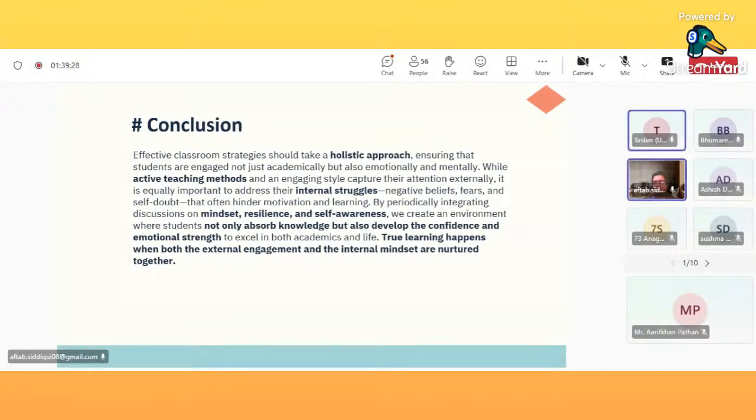Ganu sir has said: I extend my heartfelt gratitude to Mr. Aftab Siddiqui sir for sharing his valuable insight with us in the FDP. Your knowledge and expertise have truly enriched our understanding, and we appreciate the time and effort you took to guide us. Thank you for the inspiring session.